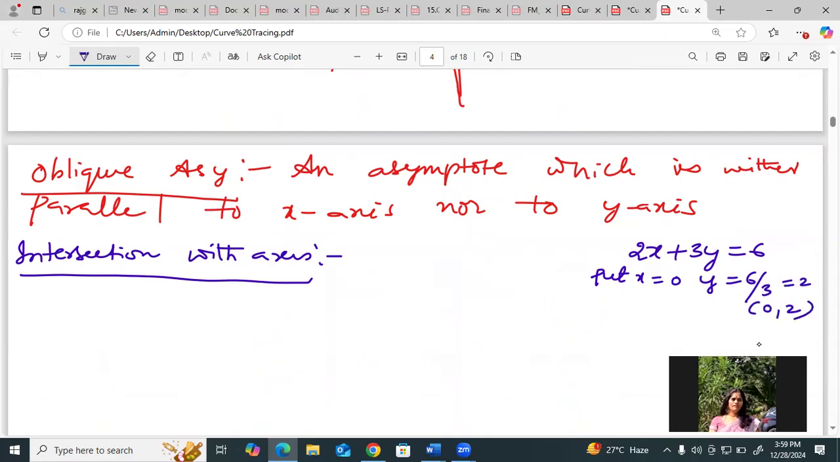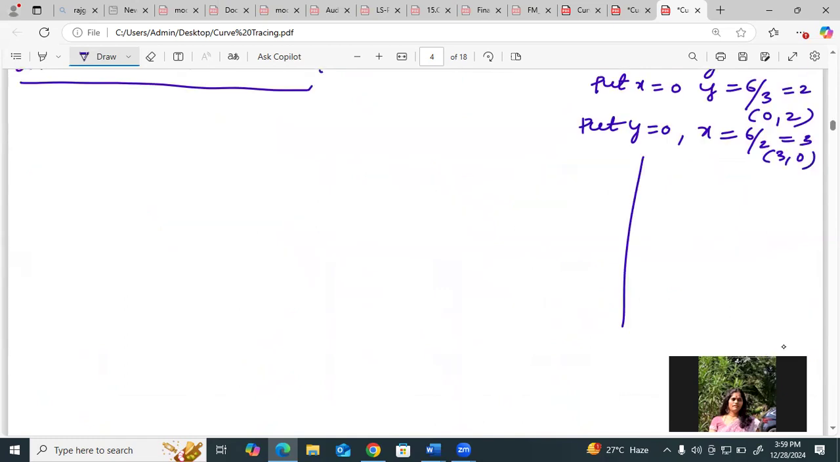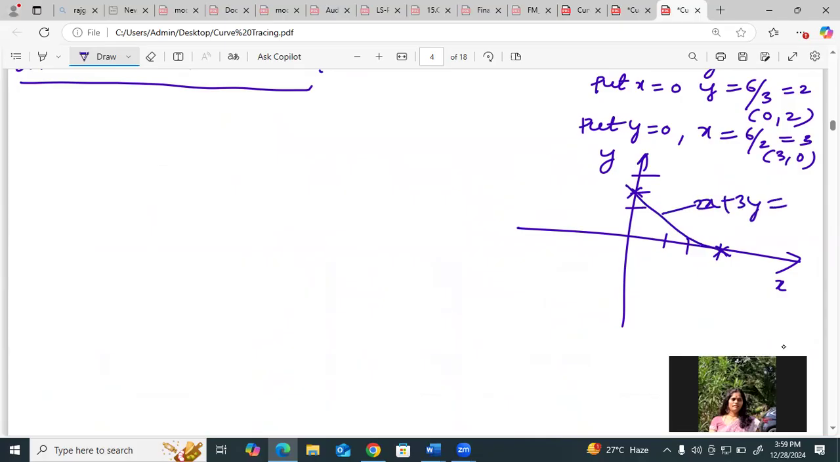Next, put y is equal to 0. Then x would be 6 by 2, which is 3. So the point would be (3, 0). How do I plot this? This is the x-axis and this is the y-axis. 1, 2, 3, 1, 2, 3. Now I have the point (3, 0) here and the point (0, 2). I'll join these two and get the line 2x plus 3y is equal to 6.